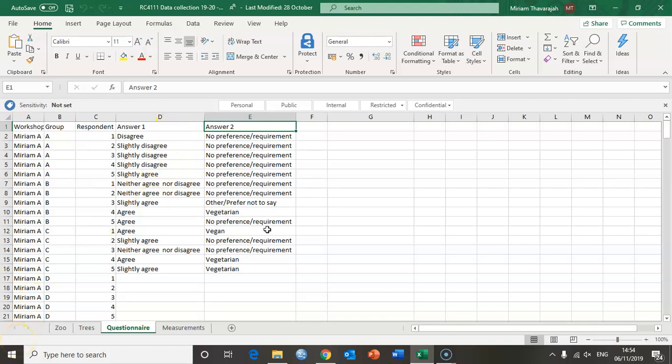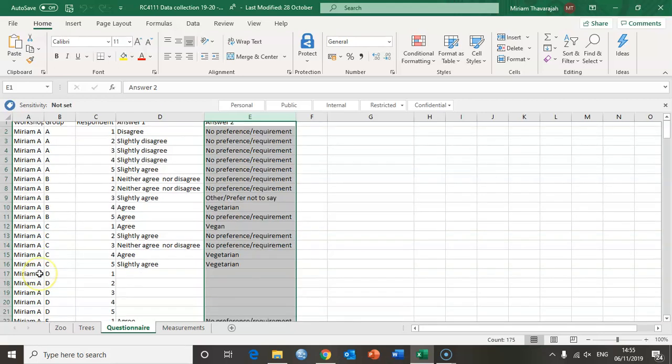Hopefully you have identified correctly that column D, the answers of people to question 1 about the impacts of their actions on the climate crisis, is ordinal data, because there is a natural hierarchy to the different categories of how much people agree with that statement. Whereas in column E, we have the answer to question 2 about diet preference, and there is no hierarchy between those different categories, and therefore that data is nominal.